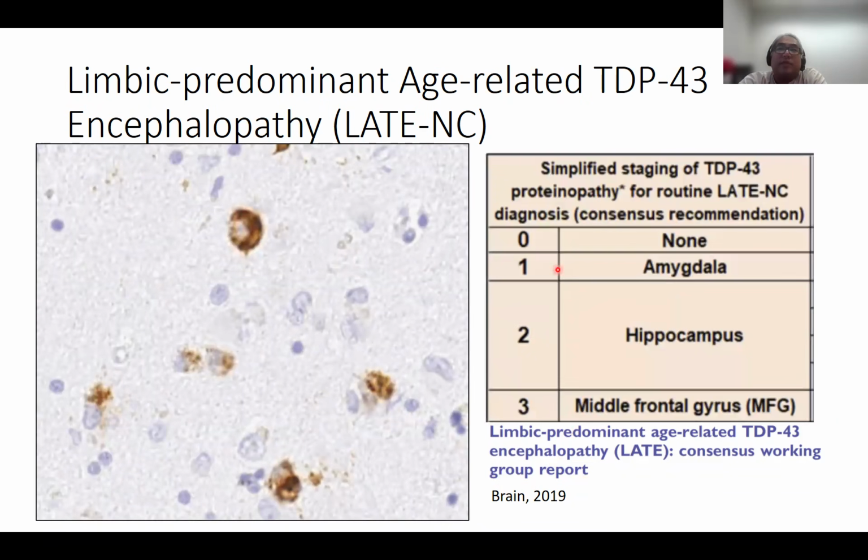The way that they stage this is you either don't have it. If it's restricted to the amygdala, you call it stage 1. Stage 2 is when it hits the hippocampus. Stage 3 is midfrontal cortex. There are other staging schemes out there. Julie Schneider's group has one, and Keith Josephs at Mayo Clinic has one that are a little bit more fine-grained. The important dividing line here is between stage 1 and 2. Stage 1 is typically not really associated with a cognitive clinical phenotype, whereas stage 2 and stage 3 are associated with memory problems and worsening of dementia.